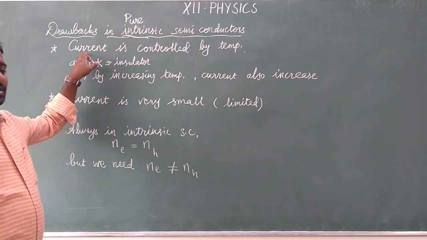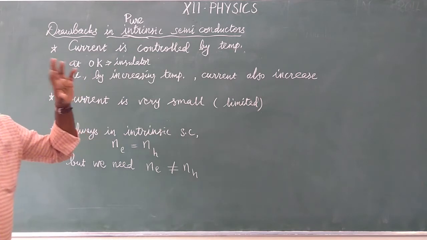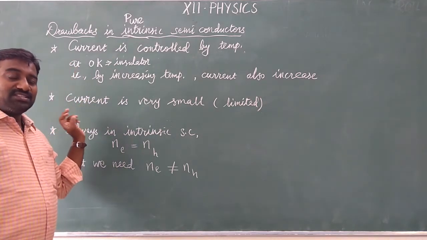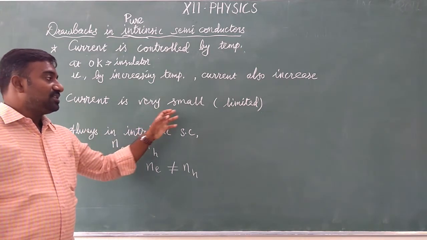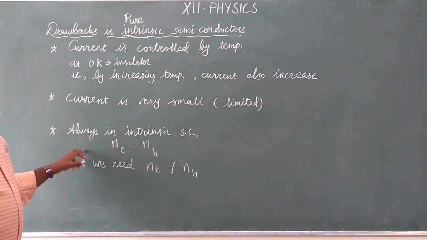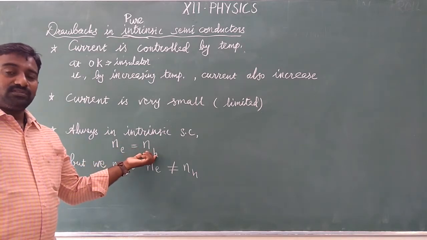Second one, the current is very small. We use the word current because of the electron current and the hole current. The total current is the sum of electron and hole current, as we have studied. So the amount of current produced in the semiconductor due to the external factor is very, very small, that is limited.